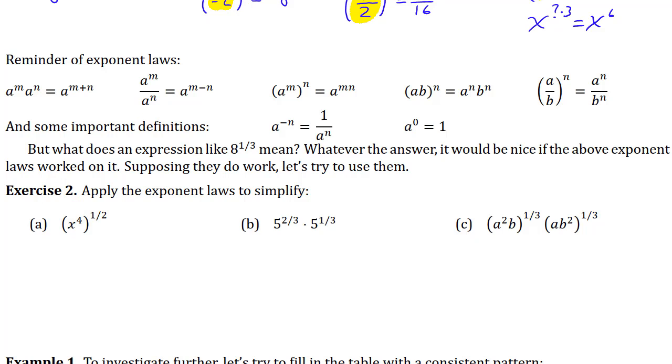By the way, this is an exercise, so you should be trying this on your own. So if you haven't done it yet, now's the time to pause it. But now that you've tried them, I'm going to show you the answers.